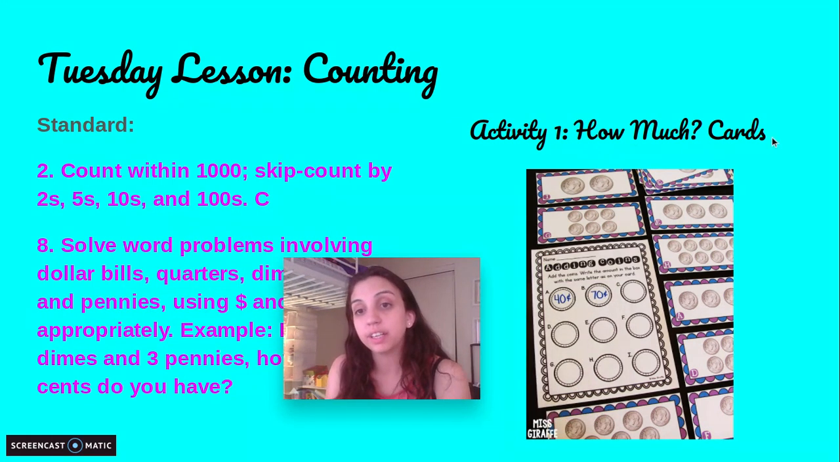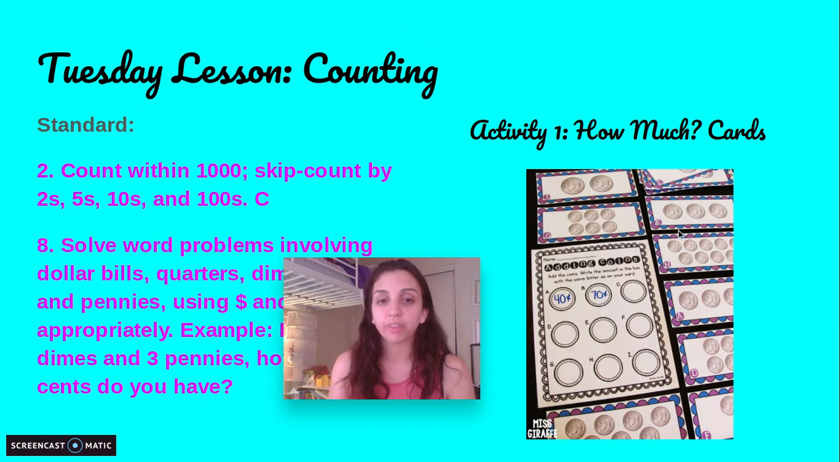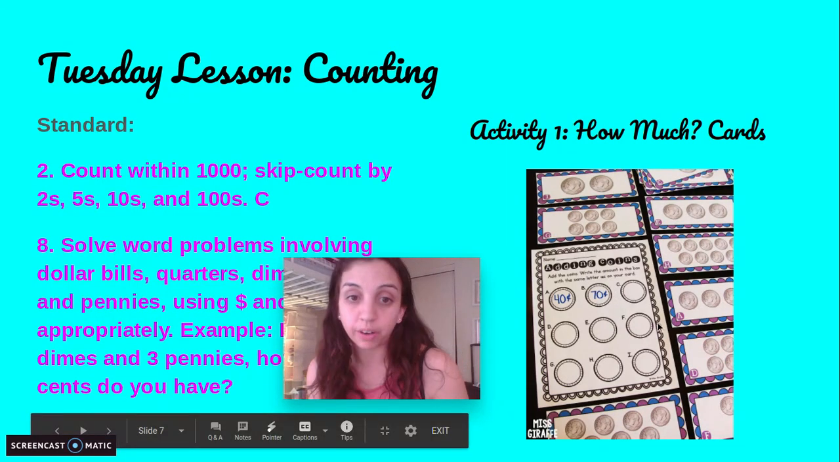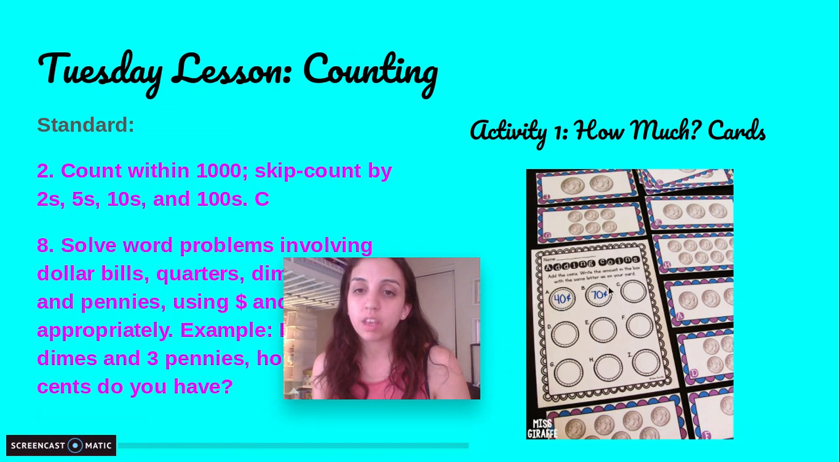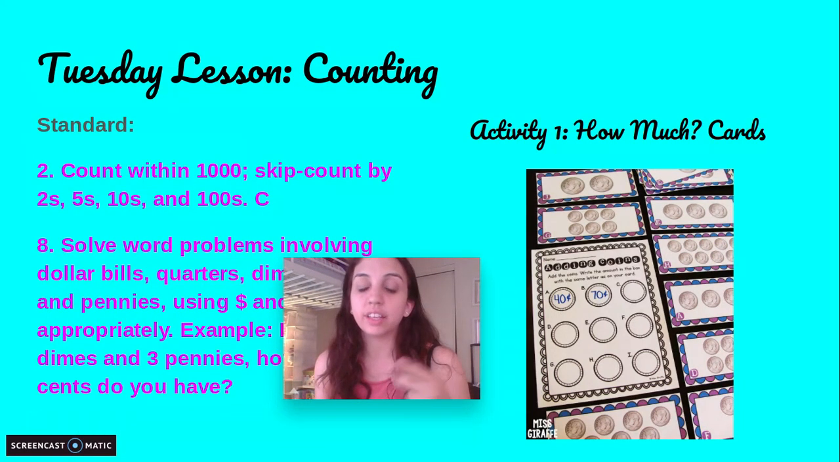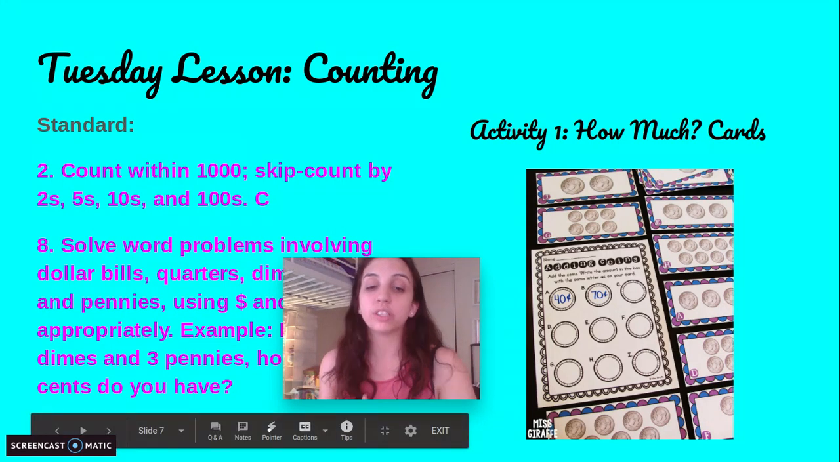The first activity here is going to be called How Much Cards. Everyone's going to be put into groups, and a table is going to get a stack of cards A through I of different value coins on there, just like you see in this photo. Then as a group, they're going to fill in the circles with the correct values for the corresponding letter card. They can ask each other questions, and there's only going to be 1 paper per group. So this is strictly a group activity.